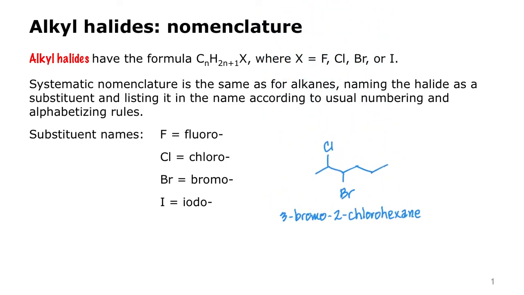So a simple example would be a molecule such as this, where the chlorine and the bromine are substituents, and so this would be named as 3-bromo-2-chlorohexane.